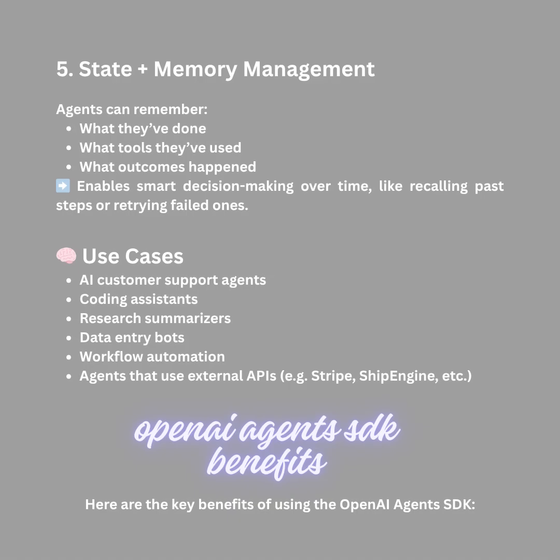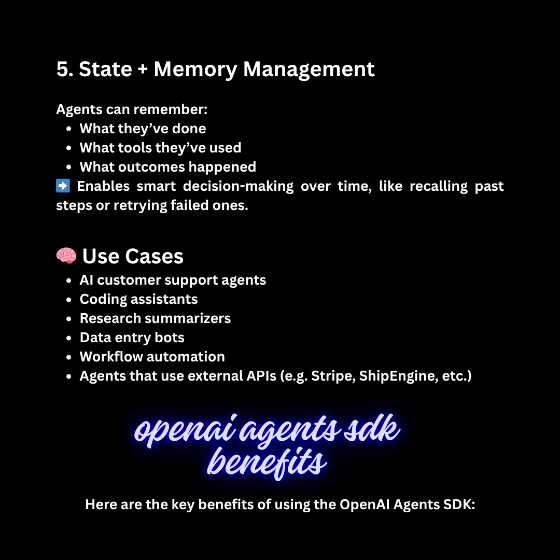5. State plus memory management. Agents can remember what they've done, what tools they've used, what outcomes happened. This enables smart decision-making over time, like recalling past steps or retrying failed ones. Use cases: AI customer support agents, coding assistants, research summarizers, data entry bots, workflow automation agents that use external APIs, e.g. Stripe, ShipEngine, etc.